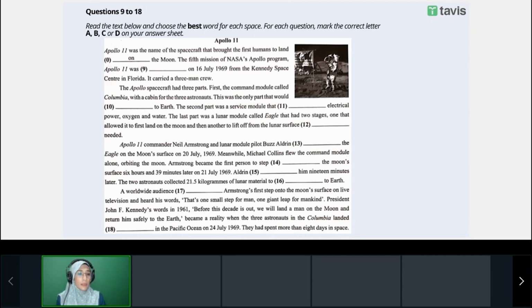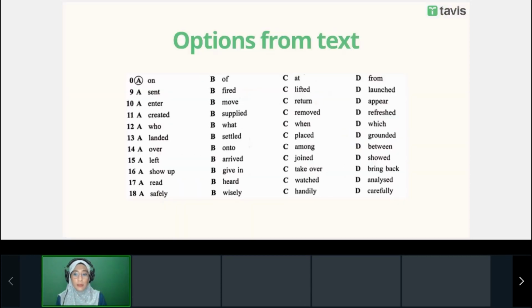So here we go. This is just a sample for you to see. Now this is about Apollo 11. So questions 9 to 18. So first of all, instructions. Read the text below and choose the best word for each space. For each question, mark the correct letter A, B, C, or D on your answer sheet. So please understand the instruction first, and then only we'll try and look at the options. What are the options given?